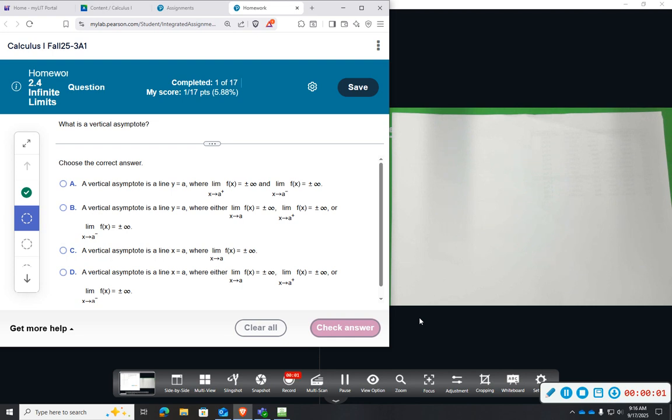All right, question number 2. This one just wants to know what is a vertical asymptote. So that's just an imaginary line that the graph doesn't cross. What causes that to happen is a value in the denominator that causes us to have to divide by 0.